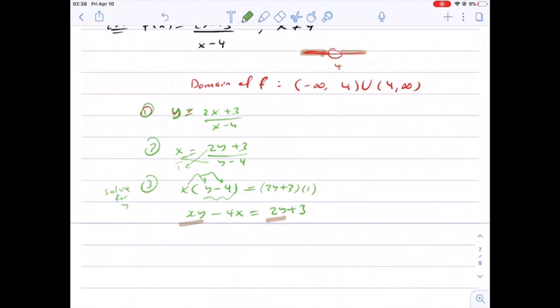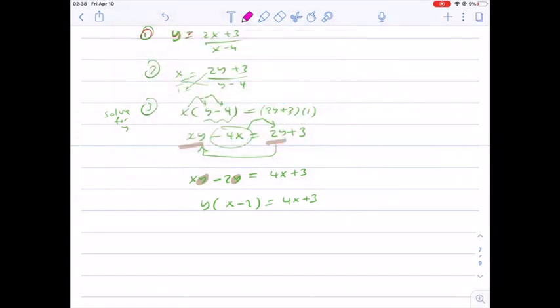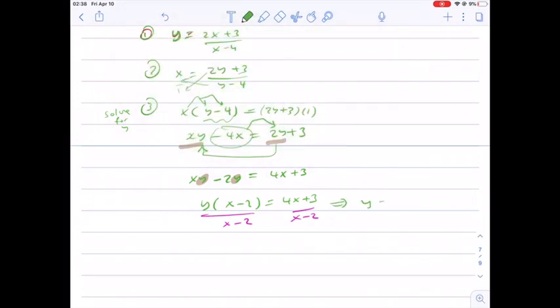So we have 2y here and xy here. So let's bring this here. It becomes xy minus 2y. And this, let's bring to the right hand side. We have positive 4x plus 3. And then we can take y as a common factor. So y times x minus 2 equals 4x plus 3. Then the last step is to divide by x minus 2. So the function is y equals 4x plus 3 over x minus 2.